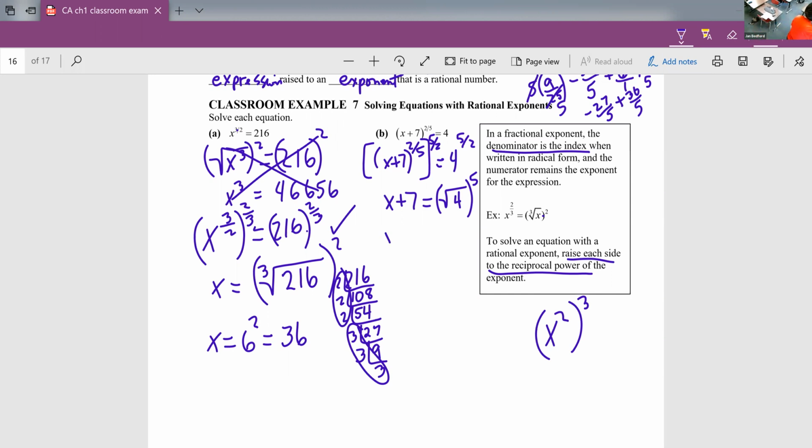Now, my left side is still x plus 7. But you tell me, how much is the square root of 4? 2. So what's 2 times 2 times 2 times 2 times 2? 32. I haven't finished because I don't know what x is. I know what x plus 7 is. What is x going to equal? Yes, because I'm going to subtract 7 from each side. And x will equal 25.